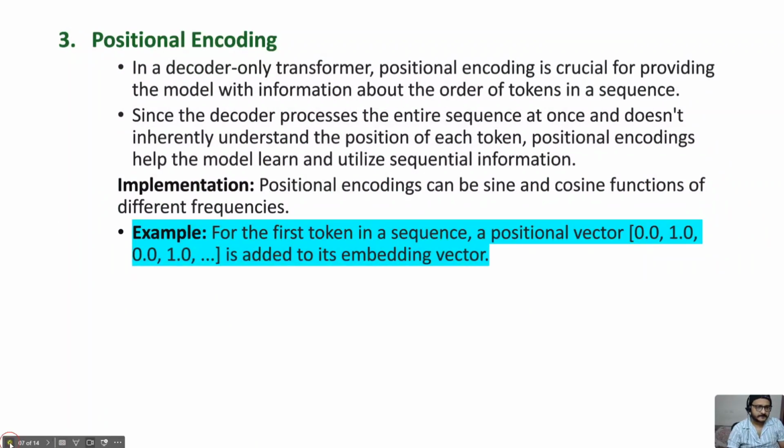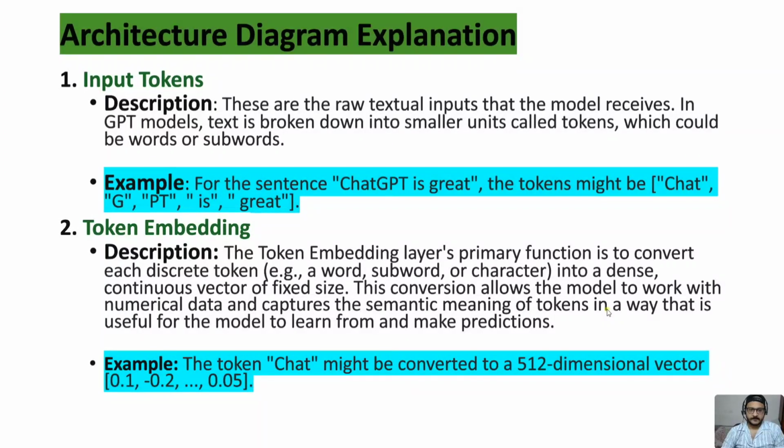So the second layer we have here is the token embedding layer. Its primary function is to take each discrete token received from the input token layer and convert it into a dense vector of fixed size. This conversion allows the model to work with numerical data and capture the semantic meaning of a token in a way that is useful for the model to learn and make predictions.